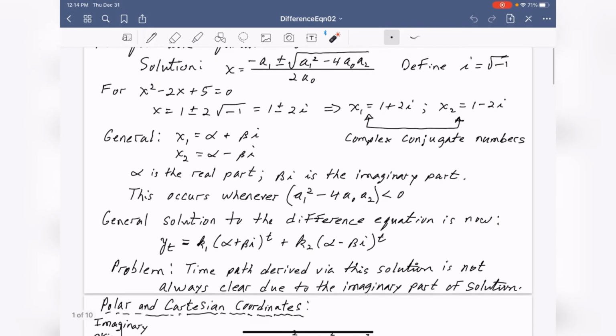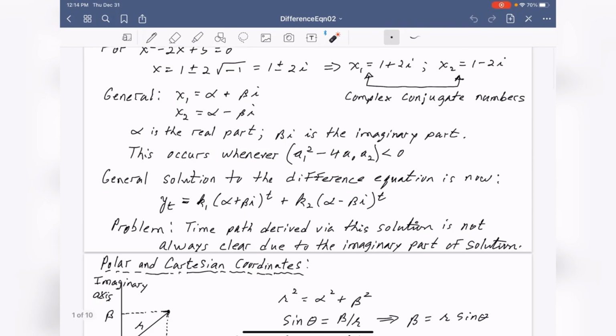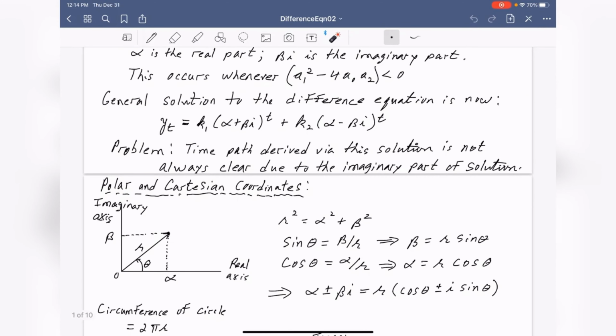The general solution to the difference equation is now given by, and you'll see that it's identical, before we had x1 here and x2 here. Now we've got k1 times (alpha plus beta i) all to the power t, plus k2 times (alpha minus beta i) all to the power t. The problem is that the time path derived using this mechanism for solution is not always clear due to that imaginary part of the solution. So we need to review for a minute polar and Cartesian coordinates.